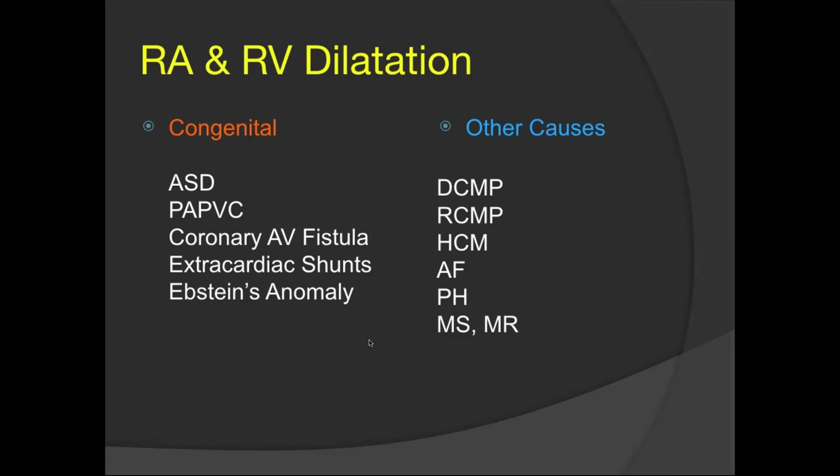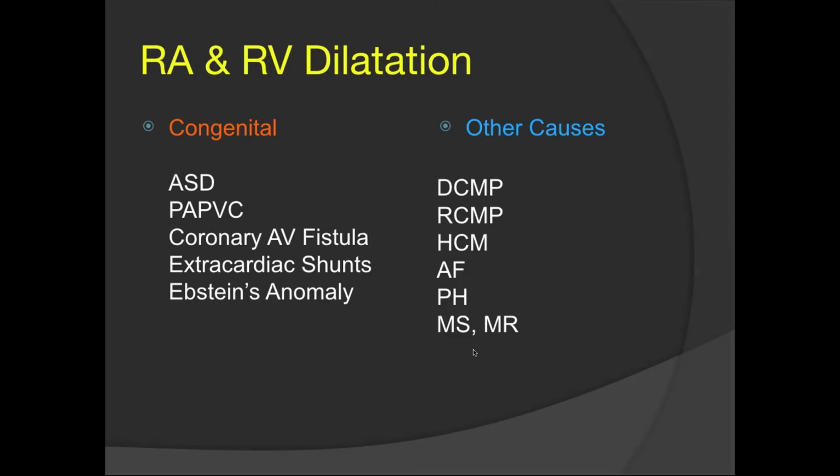And there are different ways of classifying. One of the ways was shown in a question by Dr. Hansa. You can call it volume overload or pressure overload. You can classify it in terms of congenital and acquired causes of right heart dilatation. So any way which you want to remember, it is good to know these various causes which result in right heart dilatation.